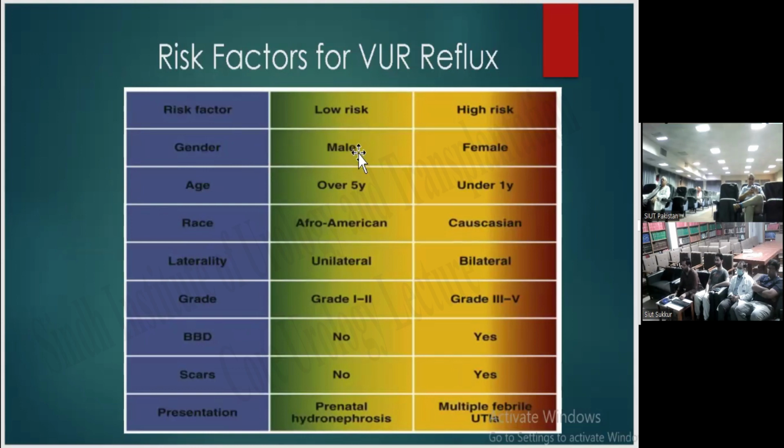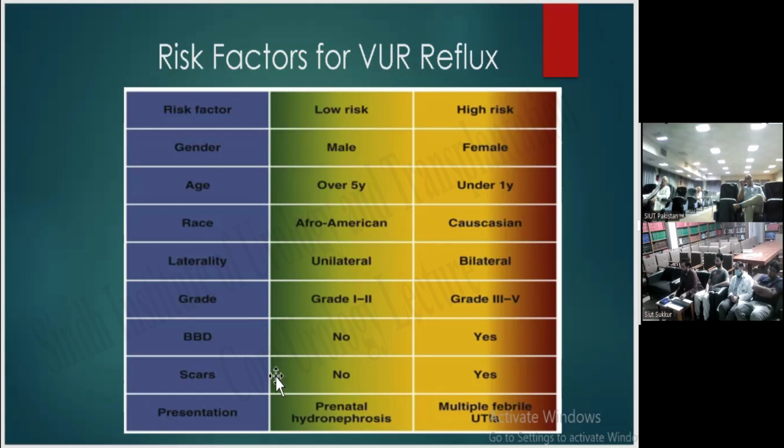Gender: male has low risk, female has high risk. Age: over 5 years has low risk, under 1 year has high risk. Race: Afro-American people have low risk and Caucasian have high risk. Laterality: if VUR is unilateral, low risk; bilateral, high risk. Grade 1 to 2 have low risk, grade 3, 4 and 5 have high risk.